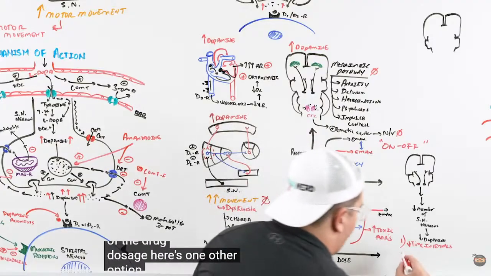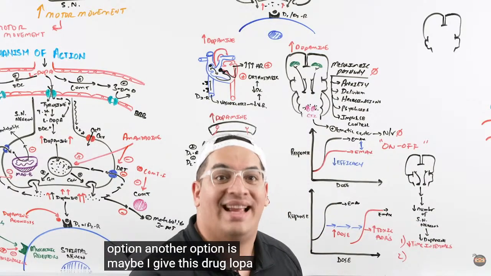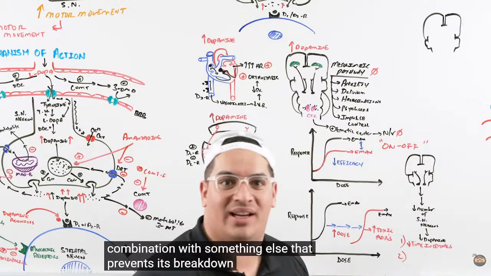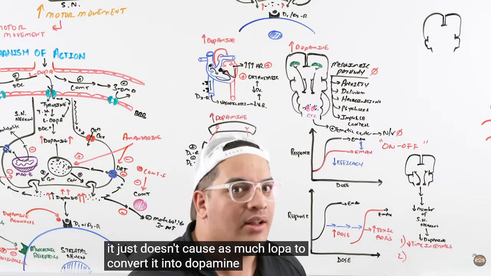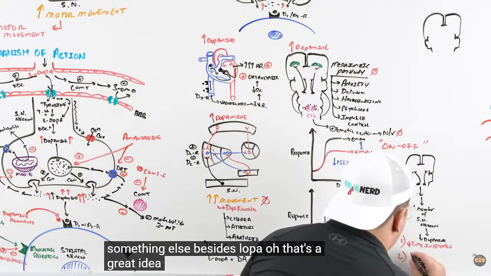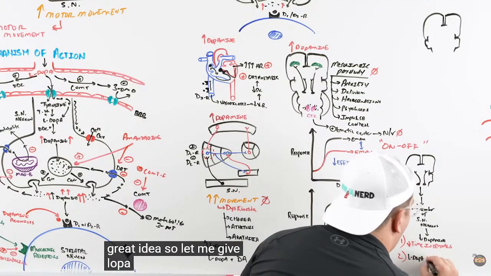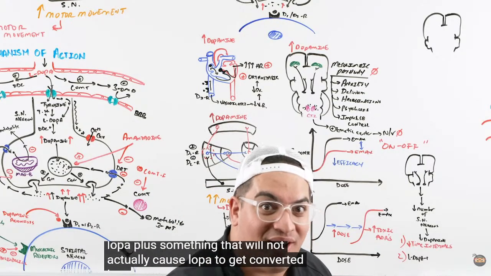Here's one other option. Another option is maybe I give this drug, L-DOPA, in combination with something else that prevents its breakdown or acts like it. It just doesn't cause as much L-DOPA to convert into dopamine. So I give something else besides L-DOPA. Oh, that's a great idea. So let me give L-DOPA plus something that will not actually cause L-DOPA to get converted to dopamine.